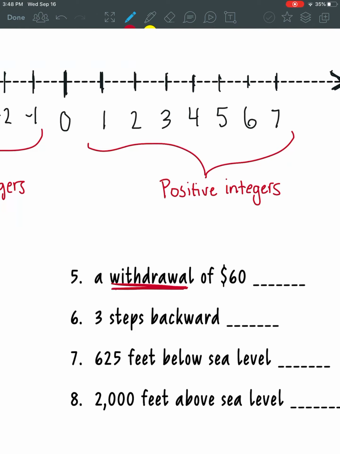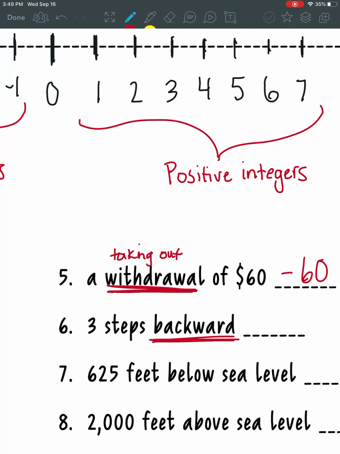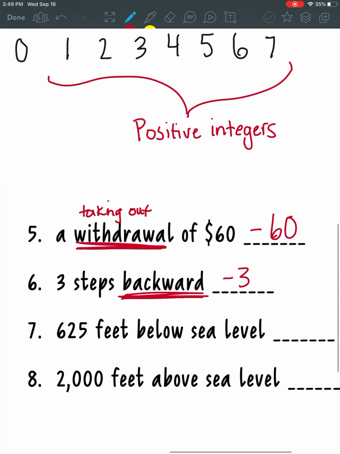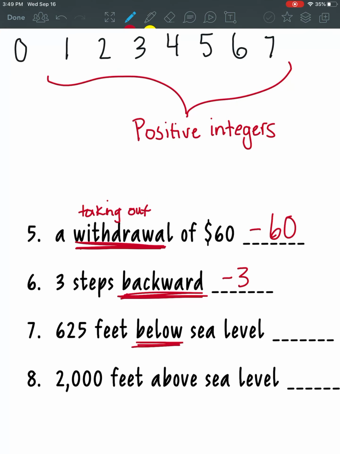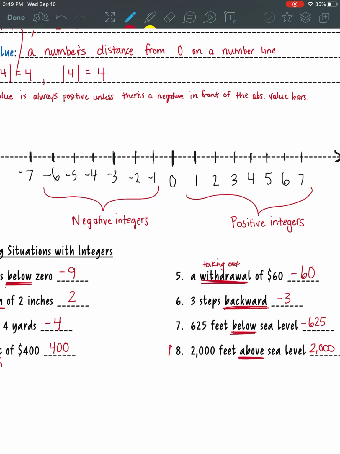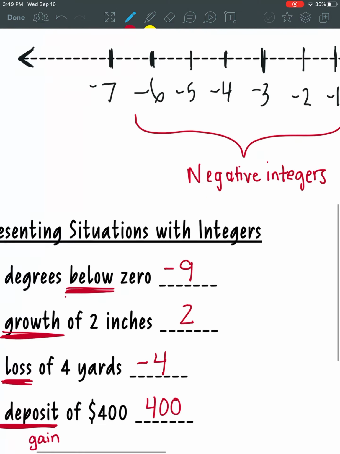Okay. Withdrawal, again, deposit we talked about is money put into the bank. So if you're withdrawing money, that means you are taking it out. So that would be represented by a negative value. So -60. Okay, 3 steps backwards. So if we're going backwards, that's a key sign that it's a negative. Okay, 625 feet below, again, that keyword below, so that's -625. And then 2,000 feet above, so above is a positive integer, okay?